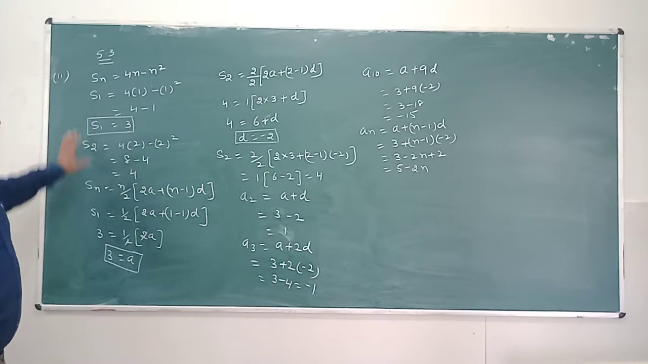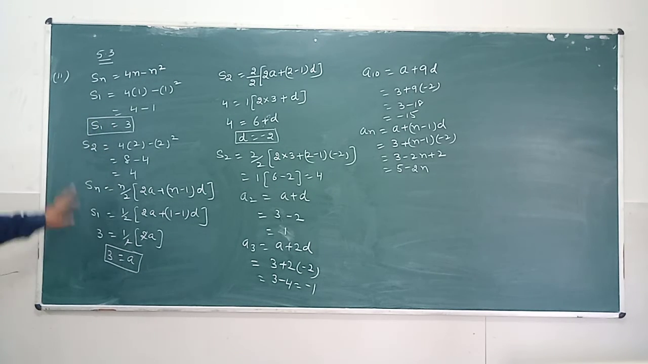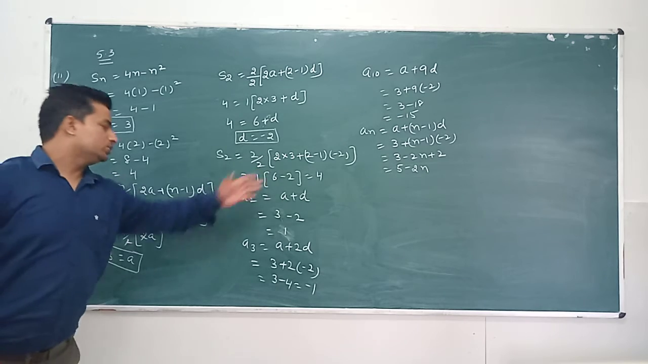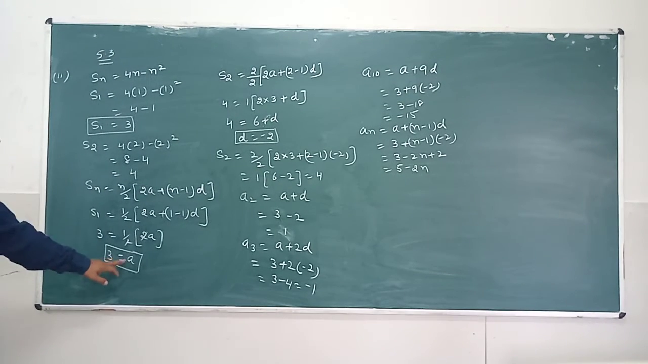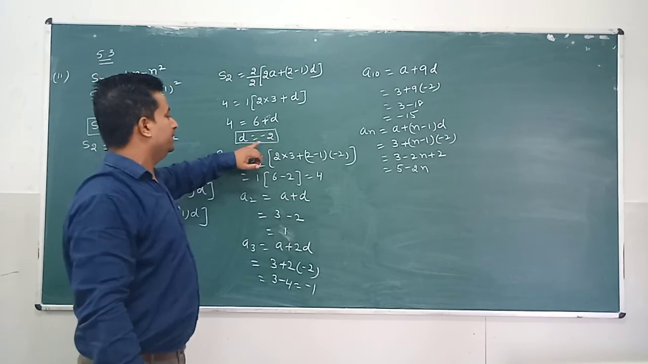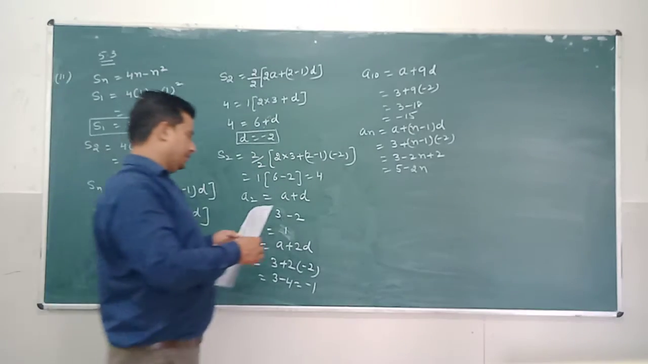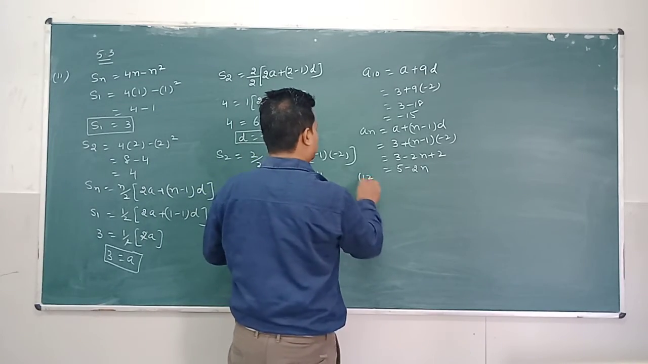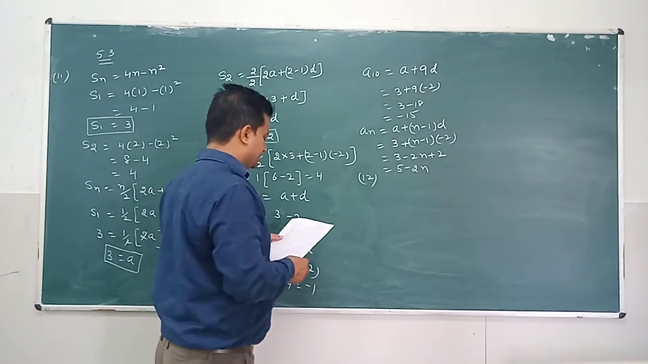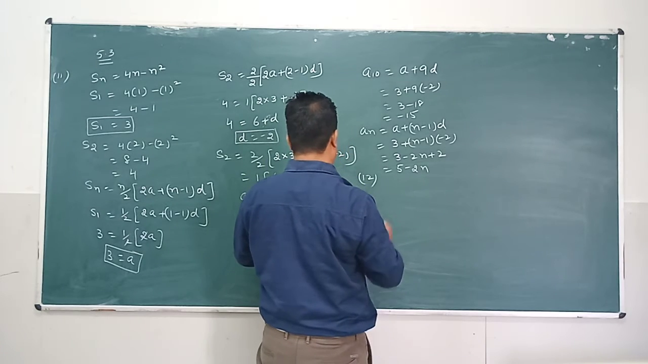S1 is always equal to a, which is equal to 3. So S2 is 4. Here we find again S2 is 4 and a is 3. So when we put n is equal to 2, we find d is equal to minus 2, and then a2, a3, a10 and an.